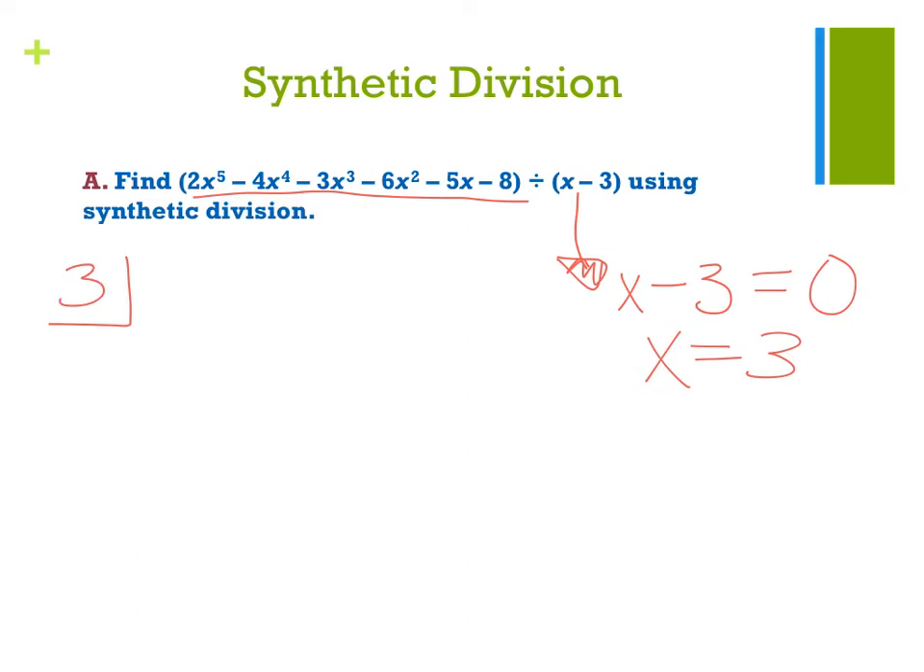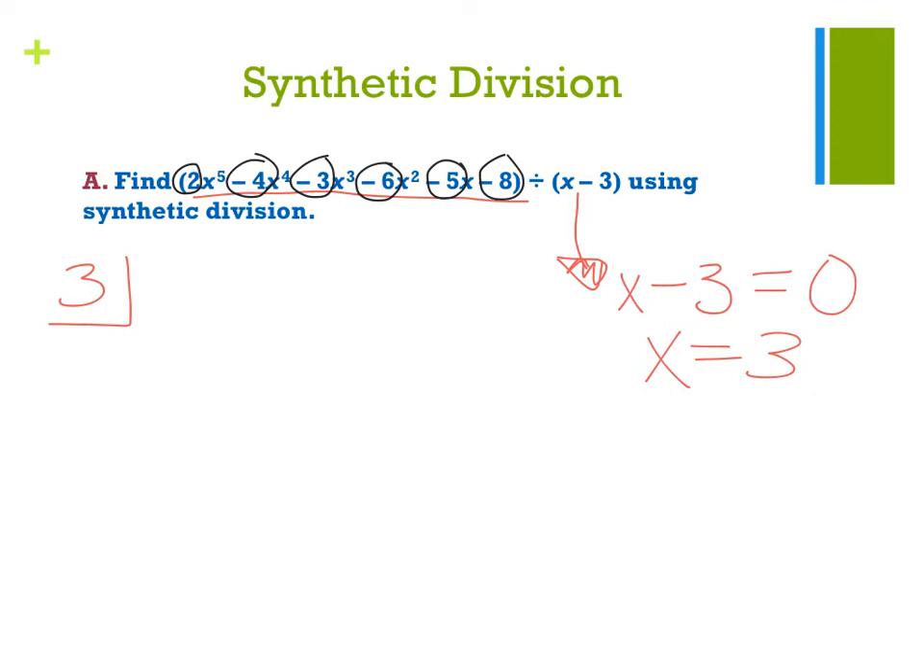Now, for the top row across, remember with synthetic division, we never use the variables. We only use the coefficients of each term. We need to make sure that we have every term accounted for, and that if one is missing, we put a 0 in its place.